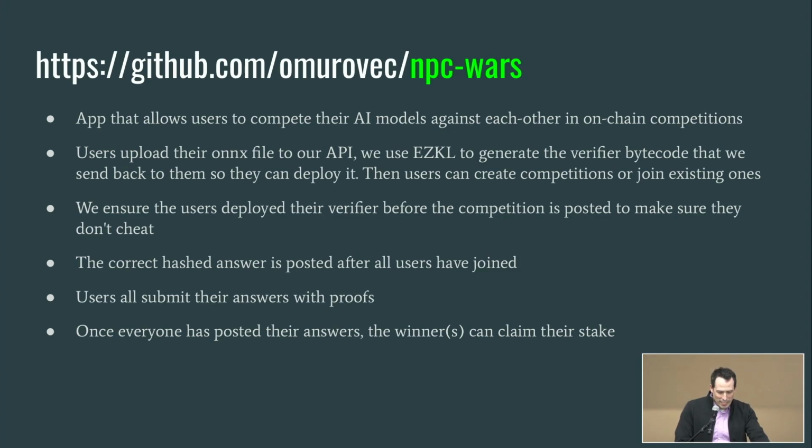Here's another project that's being built this week called NPC Wars. It's kind of a decentralized Kaggle. People can compete using their AI models against each other in on-chain competitions. They upload their resulting ONNX file. Ezekiel generates the verifier and the proof, and then the winner, the person who had the best model, wins the prize.